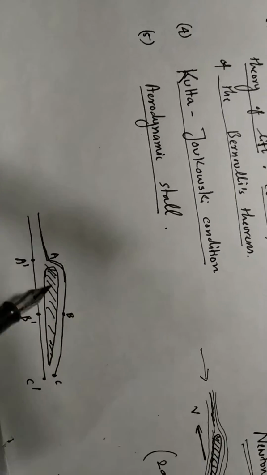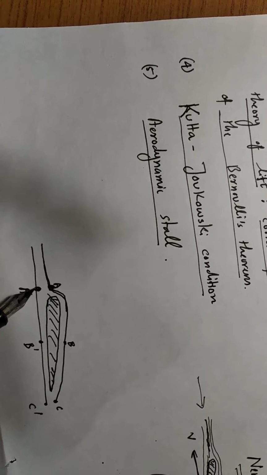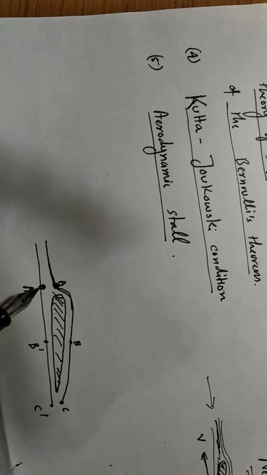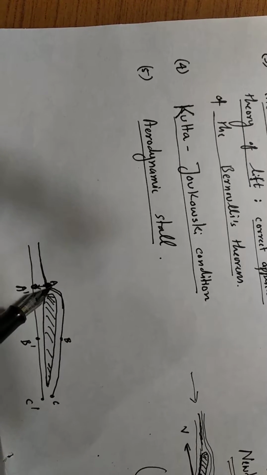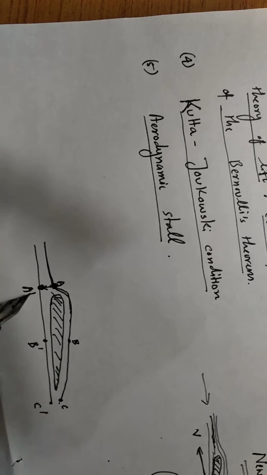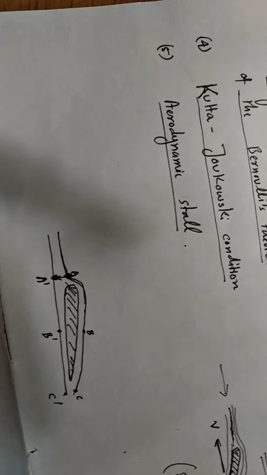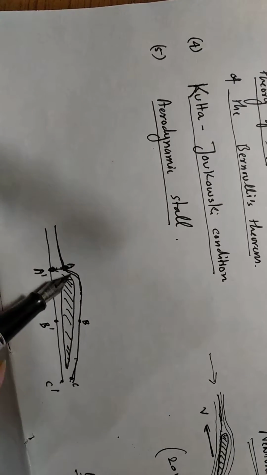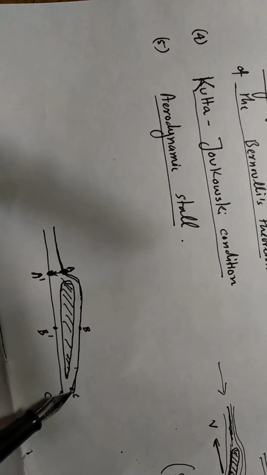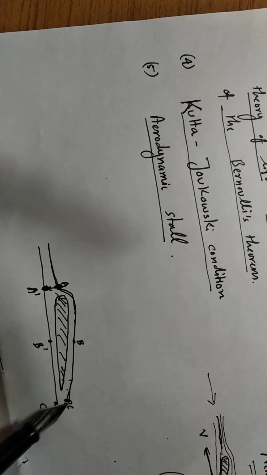So they argue that if you consider two air parcels, one here, another here, and these air parcels depart here, then this air parcel has to travel a longer distance as compared to the air parcel which follows the path A dash, B dash, C dash. And then it is argued that because this parcel has to travel a longer distance, hence it has to travel faster so that they reach here at the same time.